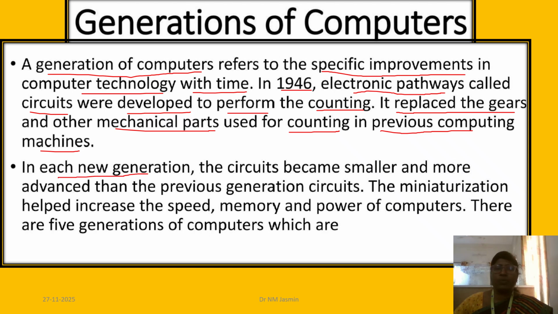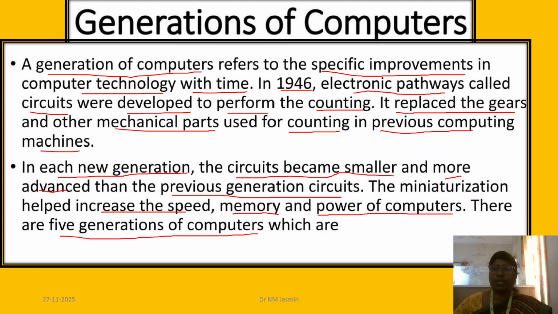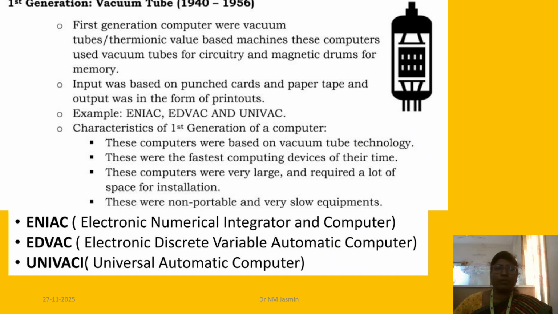Like this, in each new generation, the circuits became smaller and more advanced than the previous generation circuits. The miniaturization helped increase the speed, memory, and also the power of the computers. So there are 5 generations of computers which we are discussing today. The first one is the first generation.